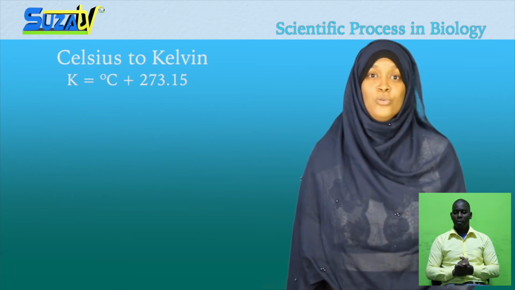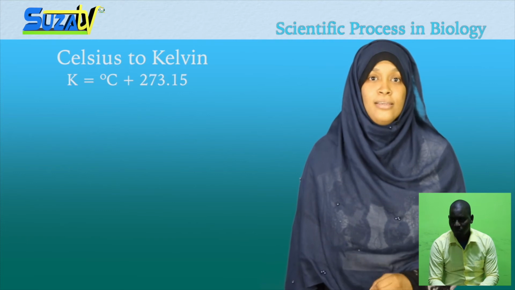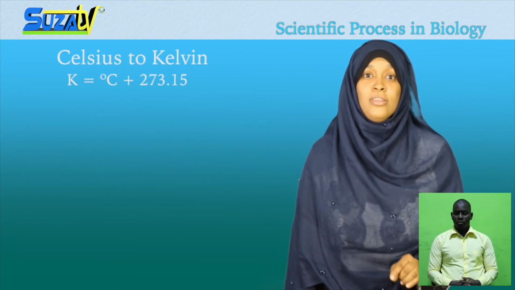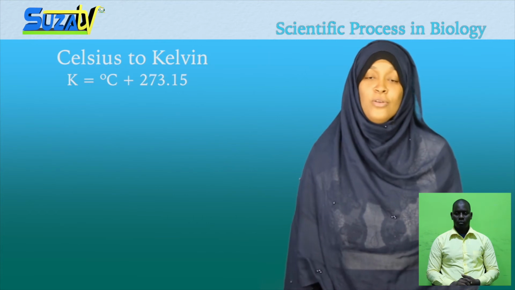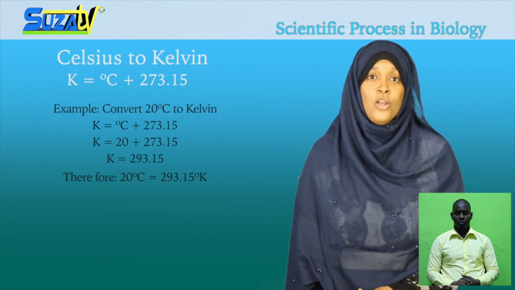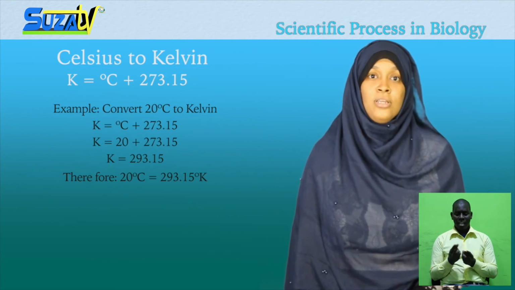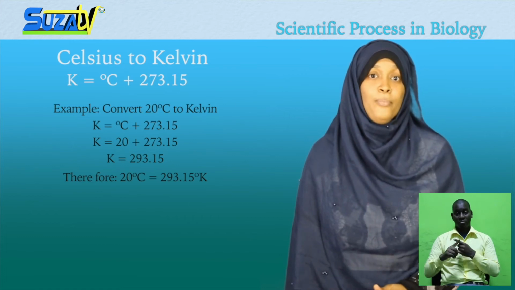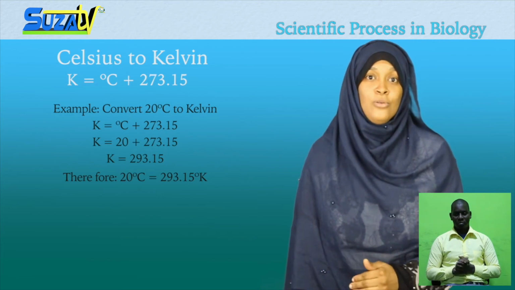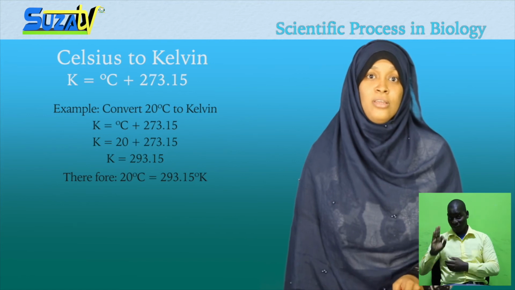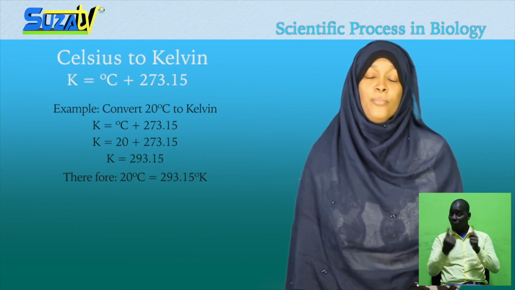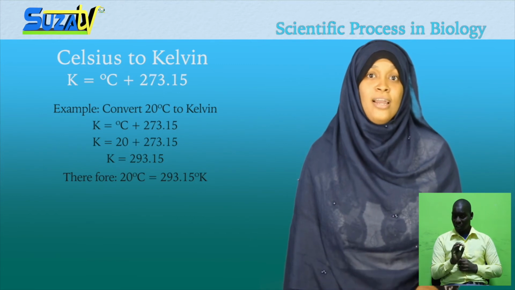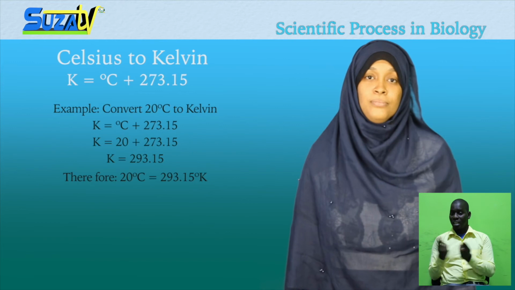Now degrees Celsius to Kelvin conversion. Temperature in Kelvin, K, is equal to the temperature in degrees Celsius, C, plus 273.15. See the formula on your screen. Let's see the example. Convert 20 degrees Celsius to Kelvin. Let's do this together. From the formula, K is equal to degrees Celsius plus 273.15. Now put 20 to the C and plus 273. The answer is 293.15. Therefore, 20 degrees Celsius is equal to 293.15 degrees Kelvin. Your exercise.